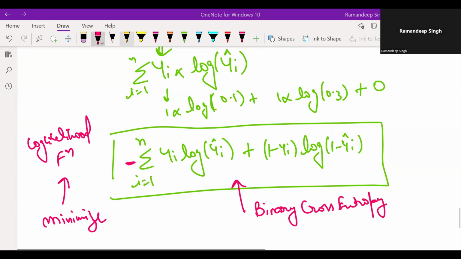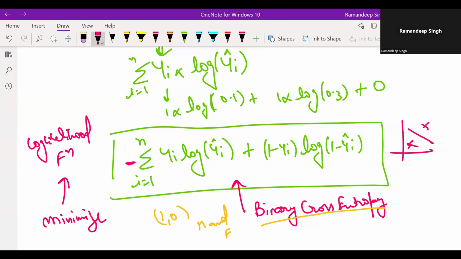This loss function, mind that, is only used when we have a classification problem where we have only two categories, like binary classification, 1 and 0, male and female in our target column. Then this function is used, and we need to minimize it. And why do we want to minimize it? To get the best line which can act as a classification line for our data set, right?